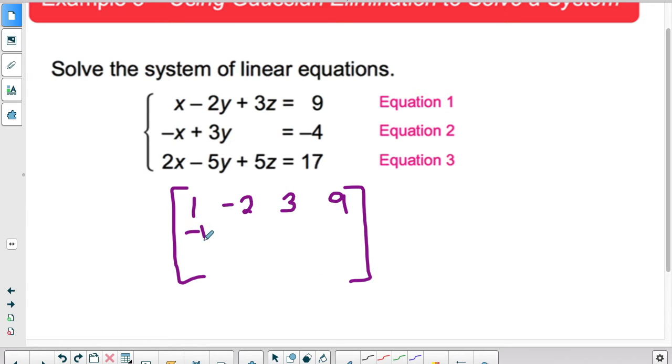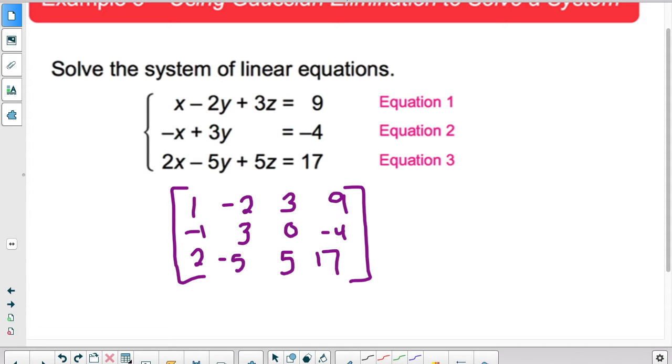Here we're going to get negative 1, 3, because there's no z, we'll put it in as 0. Then negative 4. Here we're going to get 2, negative 5, 5, and 17. Now at this point here, we can type this into the calculator. Now I'm going to write it down just so I have it. 1, negative 2, 3, 9, negative 1, 3, 0, 4, 2, negative 5, 5, 17.